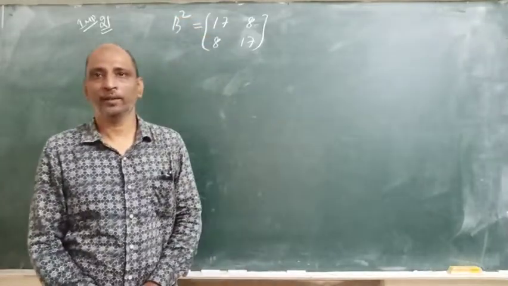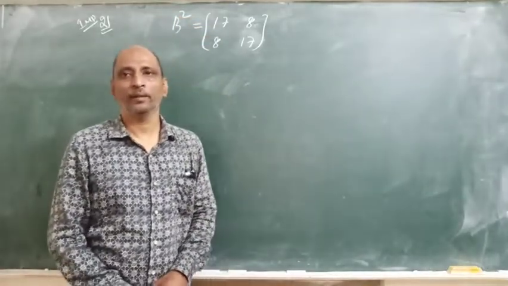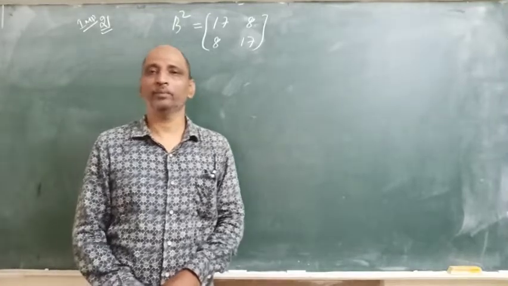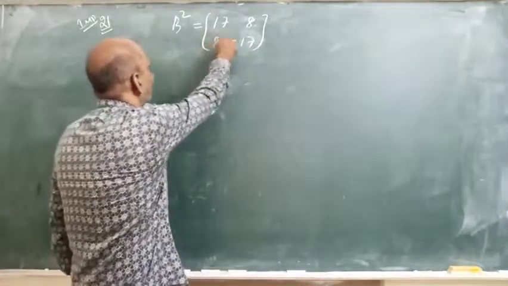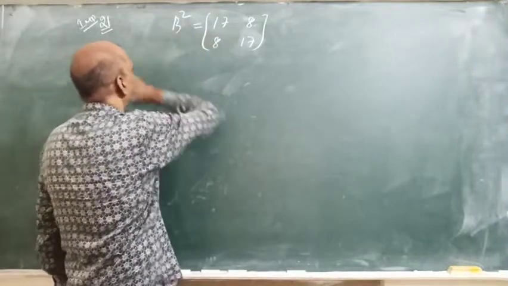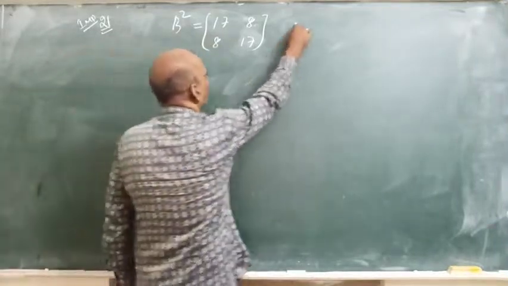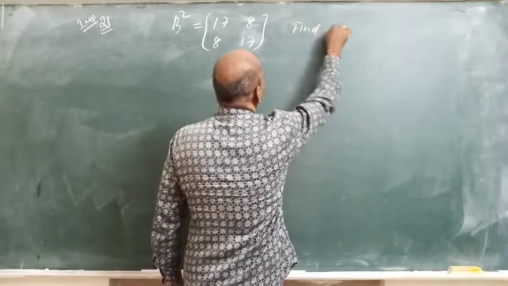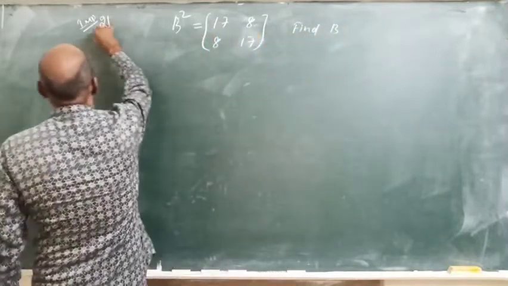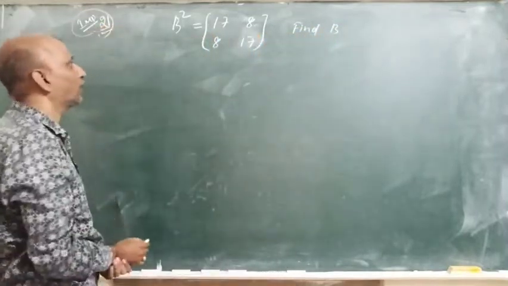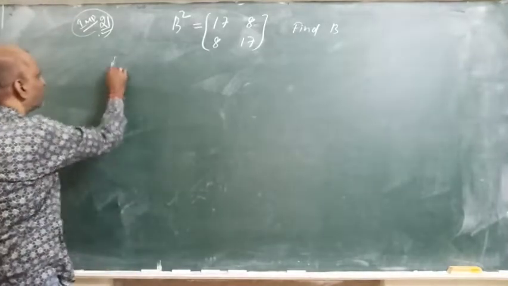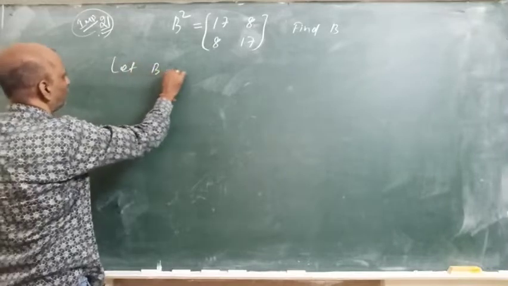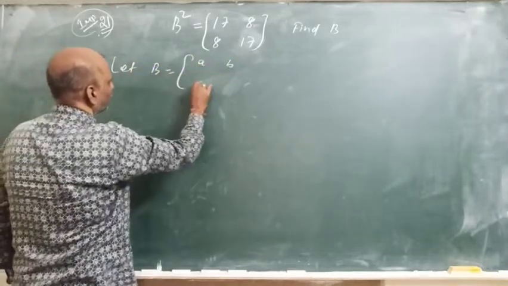Good morning, students. Now we will start from today, question number 21. If A = [17 8; 8 17] is B squared, then find B. Now remember, this is an important one. Okay, so let B = [a b; c d].